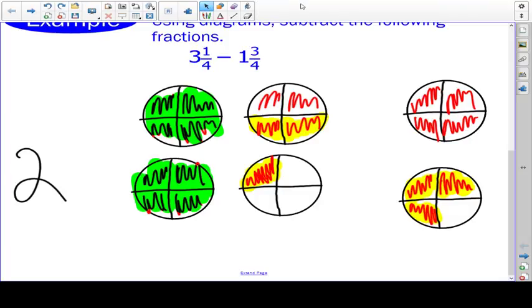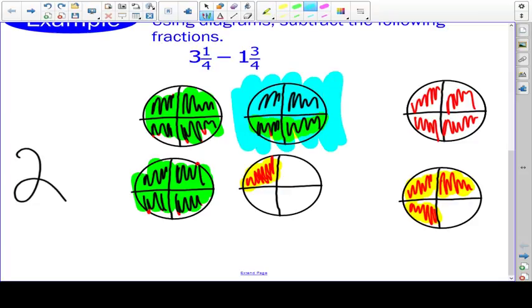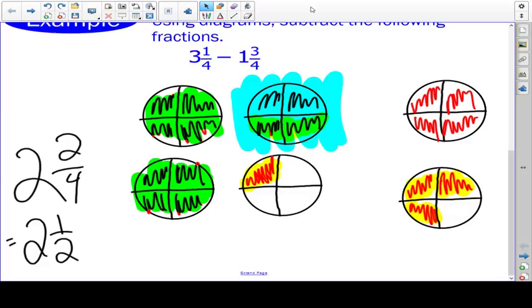And I have right here, I've got 4 holes, but I took 2 of them away. So I'm left with 2 left. So I've got 2. That's not what I wanted. 2. Still not what I wanted. Let me try this one more time. 2 2/4, which can be simplified to 2 1/2 left over. Okay?